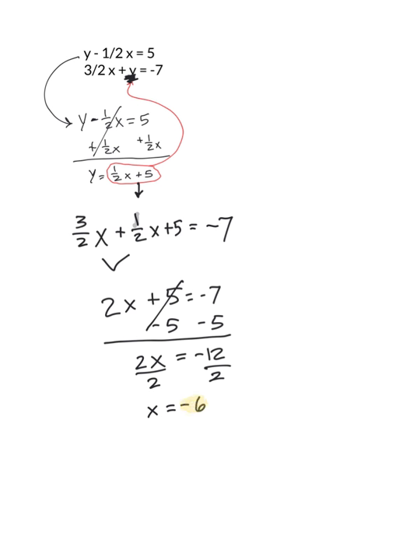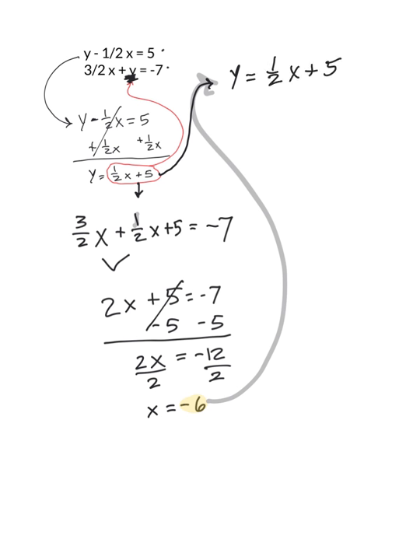Now to figure out what y is, we're going to take that negative 6, and we're going to come back up here, and we're going to substitute it in one of the equations so that we can figure out what the y is. Now, it doesn't matter which equation we use. We can use the first one or the second one. I can even use this one. And that's actually the one I'm going to use. I find it easiest to use the one that's already been isolated.